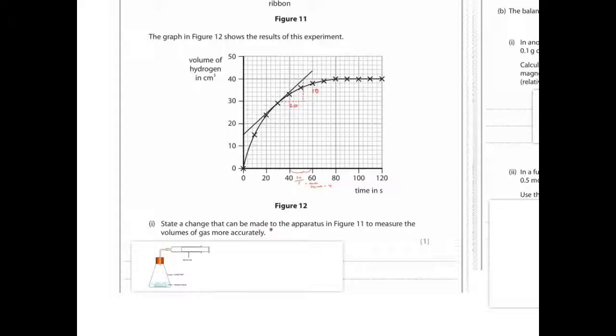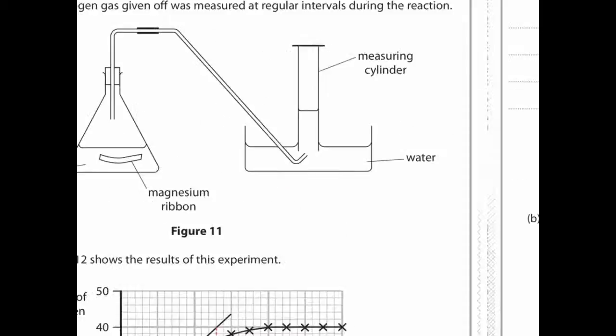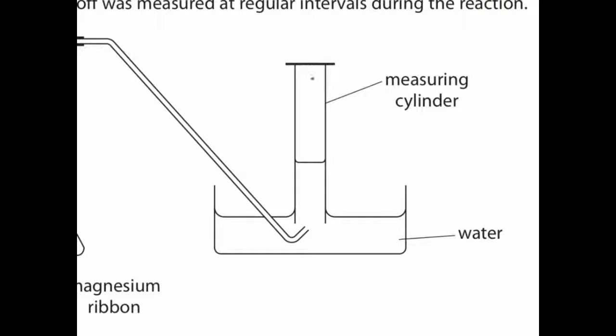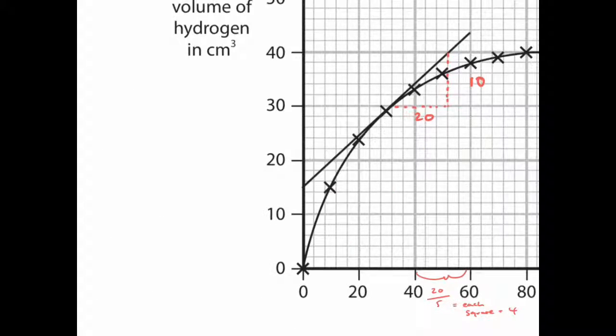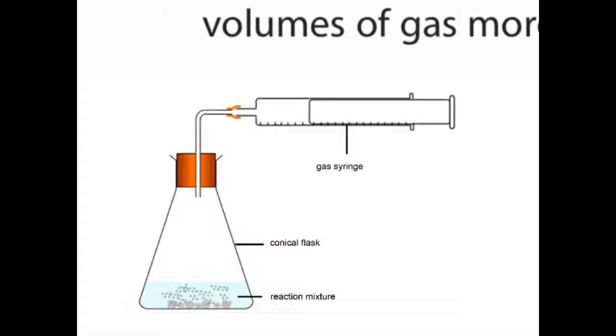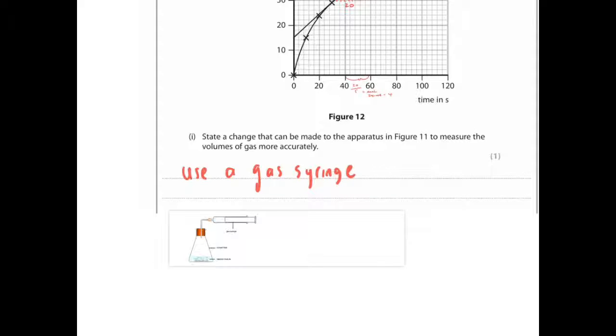State a change that can be made to the apparatus in figure 11 to measure the volume of gas more accurately. This is basically an inferior version of collecting gas compared to the gas syringe method, which is far more accurate, because you don't need to faff around with water. This just pushes the plunger back, and every 10 seconds or 30 seconds or whatever interval you choose, you can measure how much gas is being produced. So a gas syringe is always a better solution. Unfortunately, they're quite expensive, so we don't use them in class labs very often, although we can demo it sometimes. So use a gas syringe.